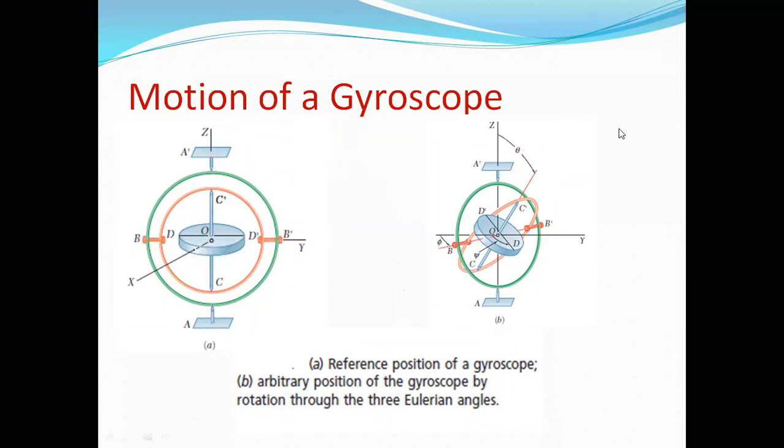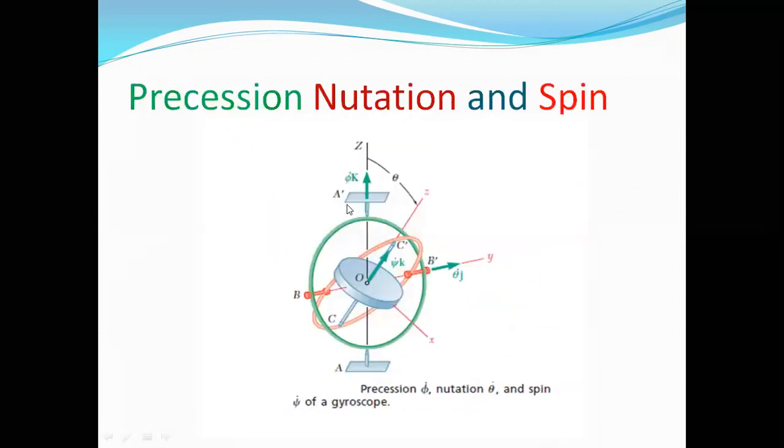After the Eulerian angles, we have what we call the precession, nutation, and spin. Precession, nutation, and spin are the derivatives of three terms. What are the three terms? First of all, we talked about the angle theta. The derivative of angle theta with respect to time is what we call the nutation, as is written here. The derivative of angle psi is what we call the spin.